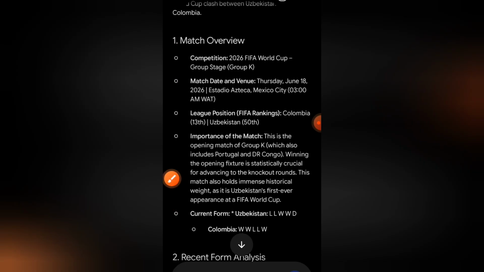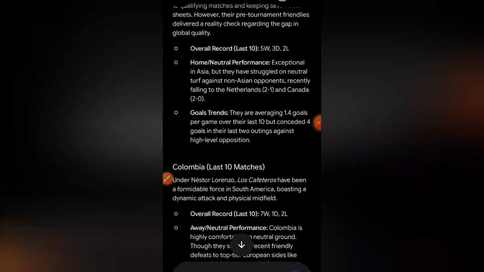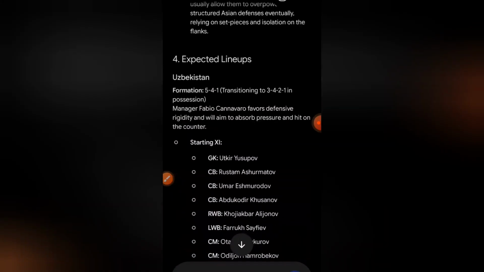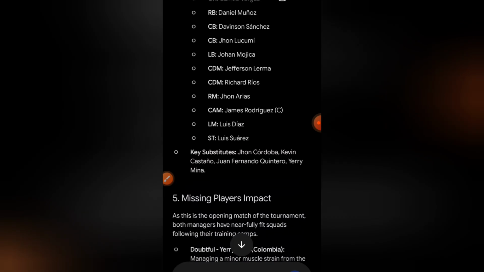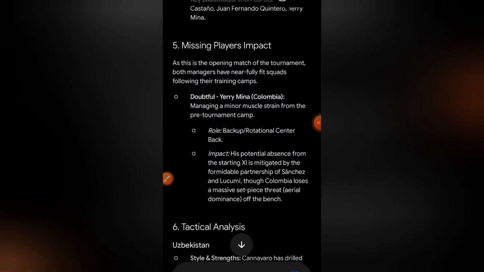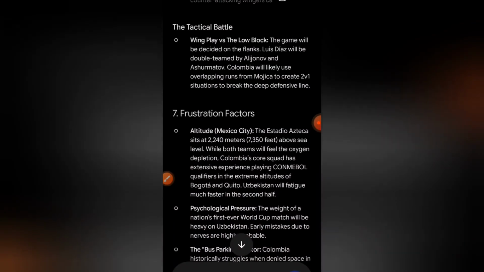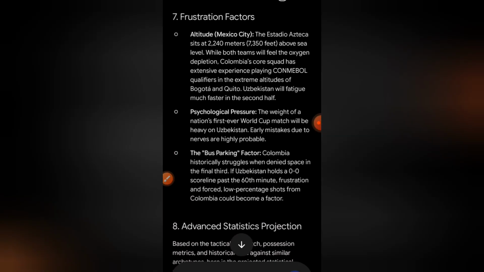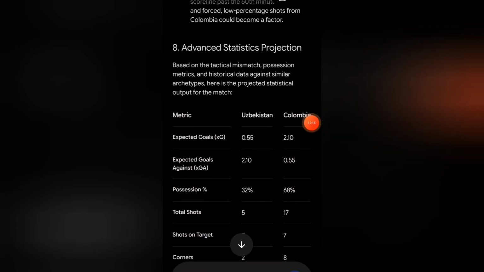So if we proceed and move forward, checking their recent form analysis, this is their head to head, expected lineup actually. And we also have the missing players impact. We have the tactical analysis. We have the frustration factors that can actually affect the possible outcomes of these games. And we have the advanced statistics projection.